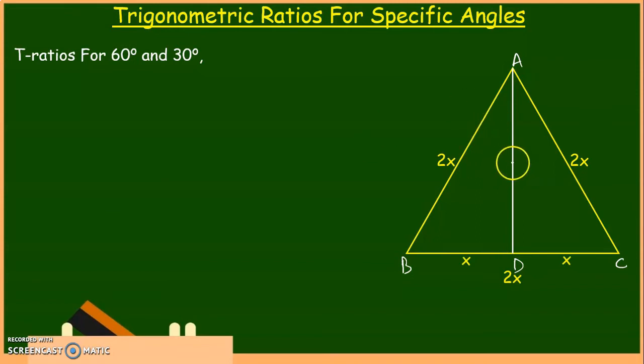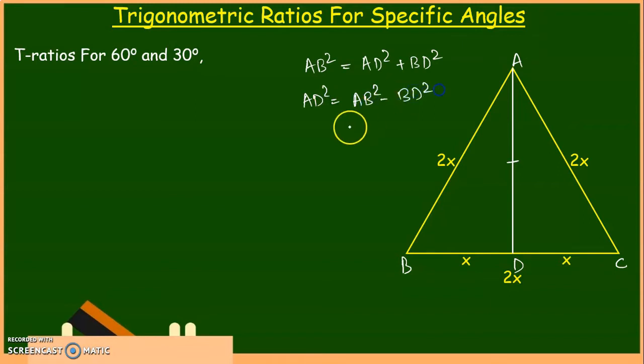If you want to find out the length of AD, we use the Pythagoras theorem: AB square will be equal to AD square plus BD square. So we can write AD square will be equal to AB square minus BD square. AB square will be equal to 2x square, and BD square is x square. So 2x square is 4x square, minus x square, so we will get 3x square. AD square is equal to 3x square. So the value of AD is root 3 x.